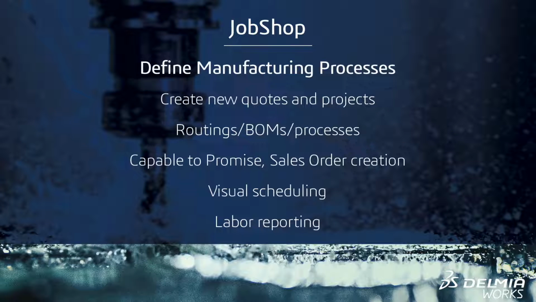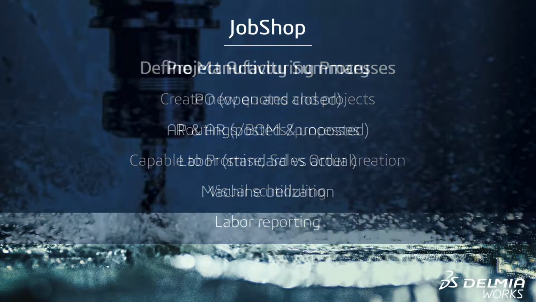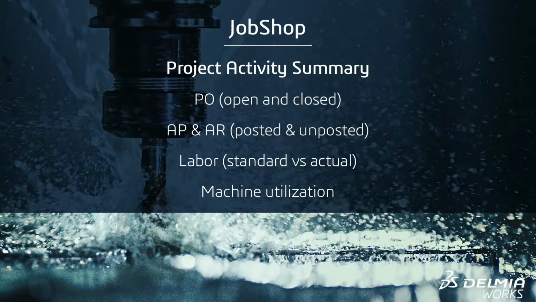First, we'll talk about creating a new project and how to create a quote from that project. We'll then discuss how users can utilize templates so they don't have to start from scratch each time one is created. In this process, we'll be creating the BOM and the routing steps. As that's completed, we'll look at how we can use Capable to Promise within DELMIAworks to view promise capability over a given time horizon. We'll be able to see the scheduling of all the different routing steps, and we'll look at the project activity summary, which tracks all the financial activity against the job, such as purchase orders and invoices.